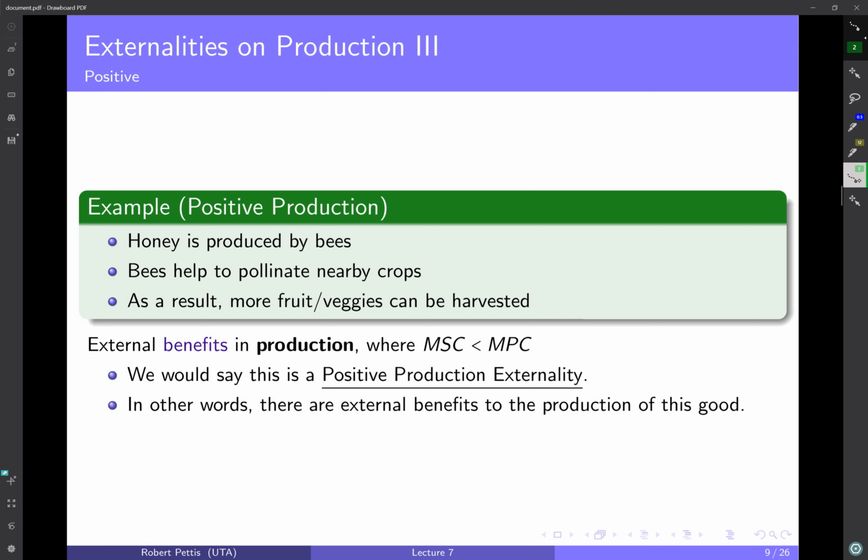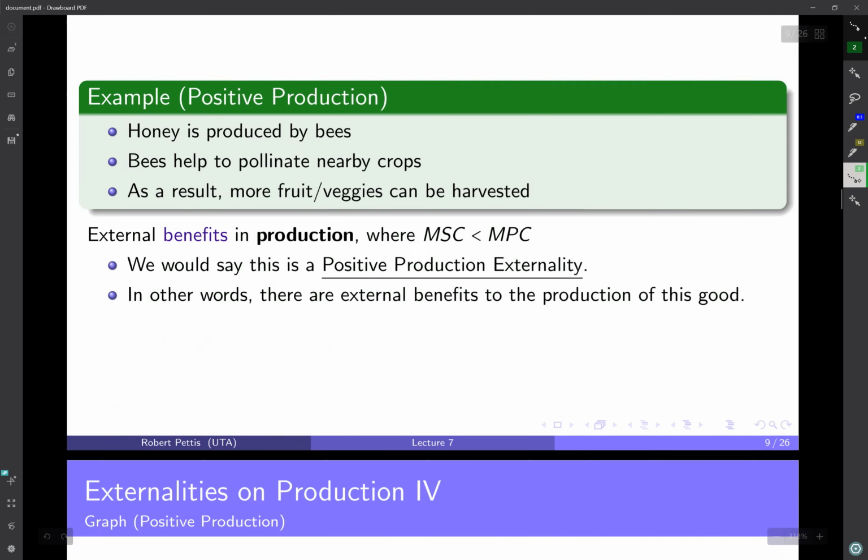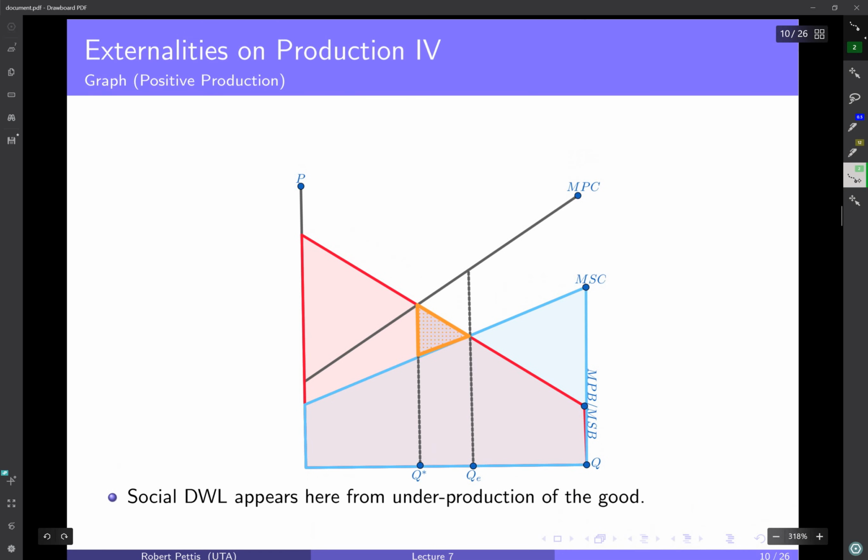So maybe through the production of honey, if we produced more honey, we could get a better benefit for our crops. Because of this extra benefit being added onto production, our marginal social cost is going to be less than the marginal private cost. In other words, we've got a positive production externality. Okay, so let's see what that kind of looks like.